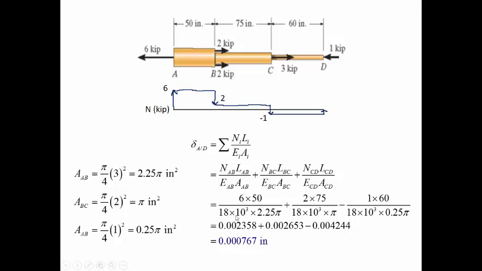Note that for the tensile loads we have a positive value, and for the compressive load there is a negative value. We do the algebra and we find that D displaces 0.000767 inches from A.